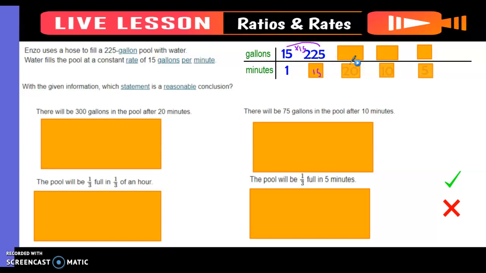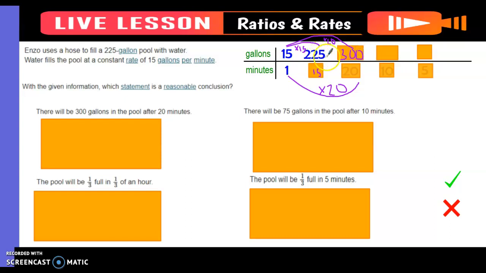How many gallons would it get to in 20 minutes? Well, I know that 1 times 20 is 20. So what is 15 times 20? Pause the video and write down the answer. So 15 times 20 is actually going to give you 300.